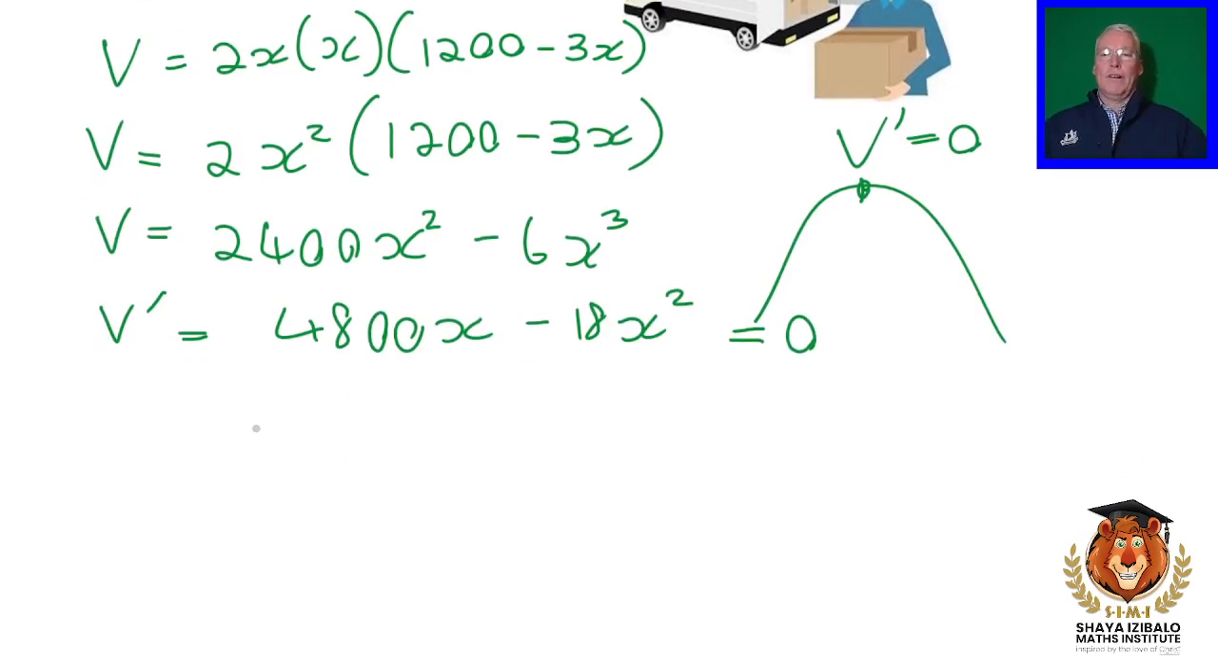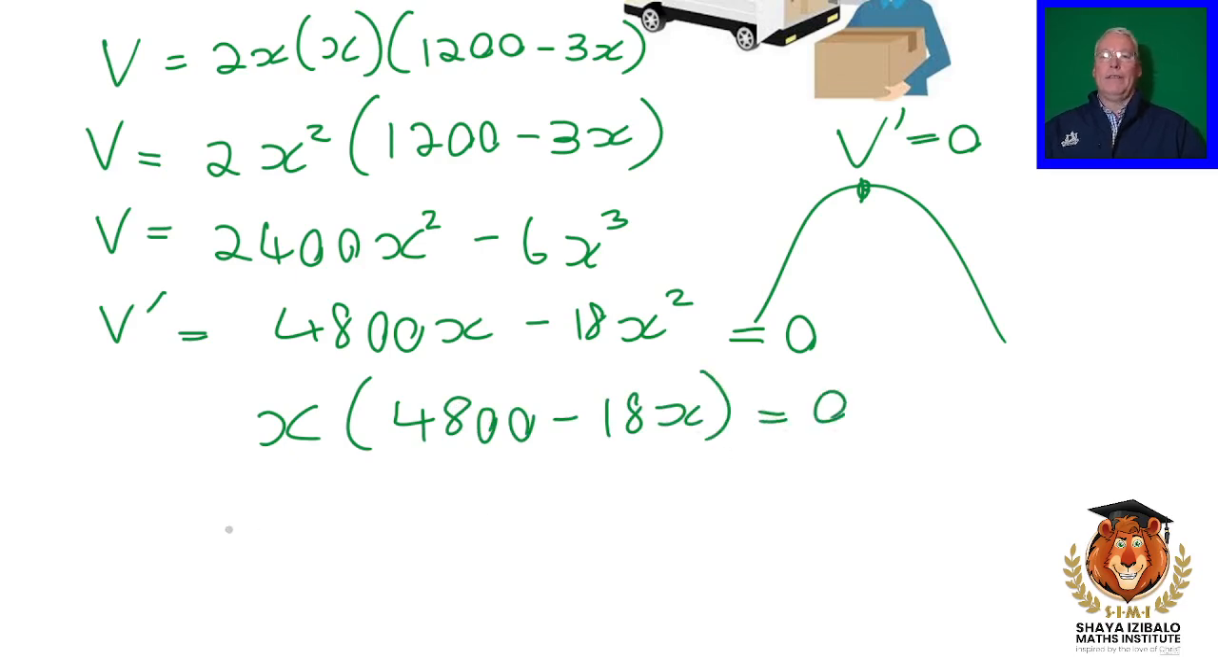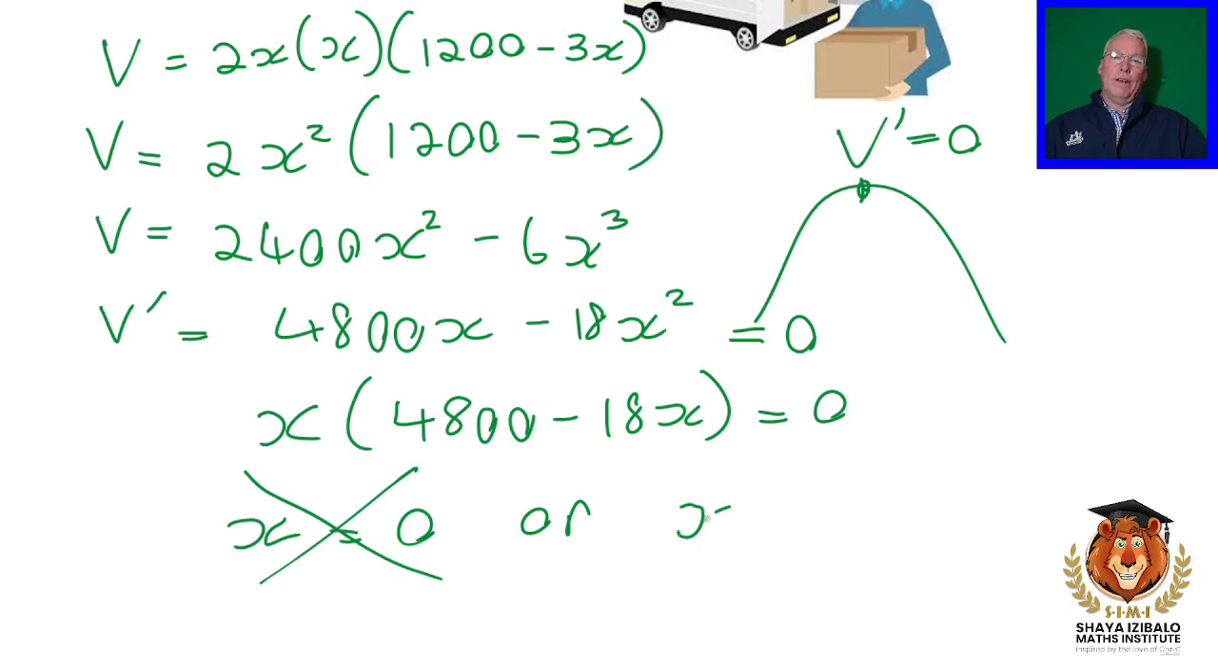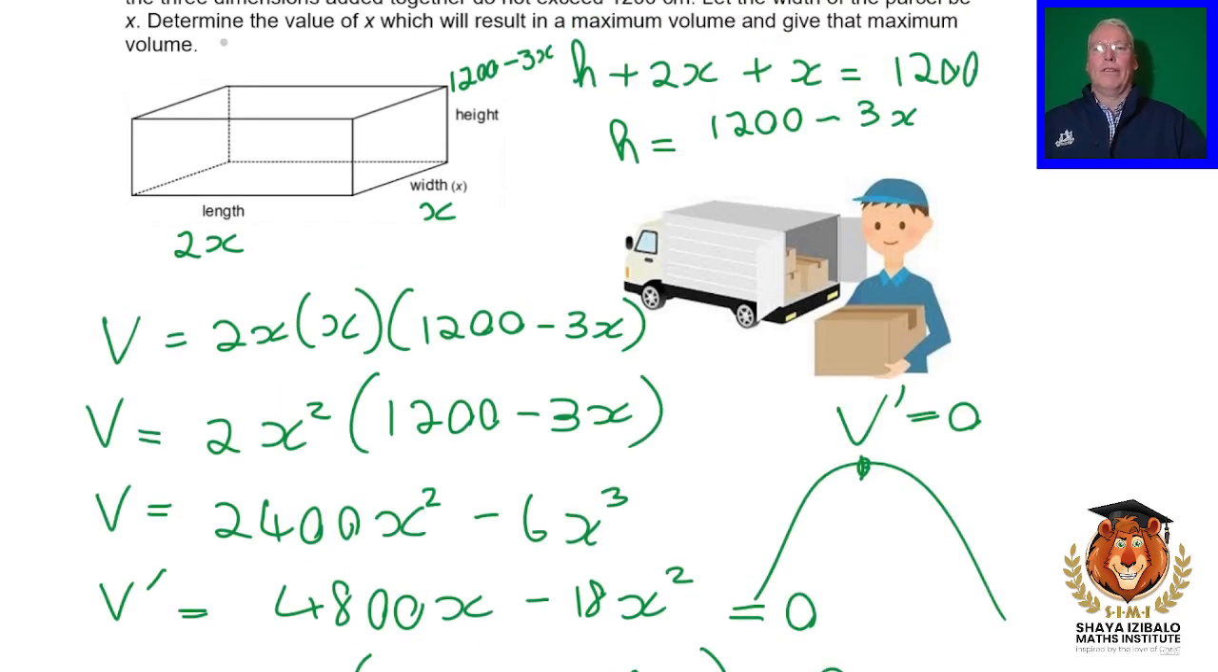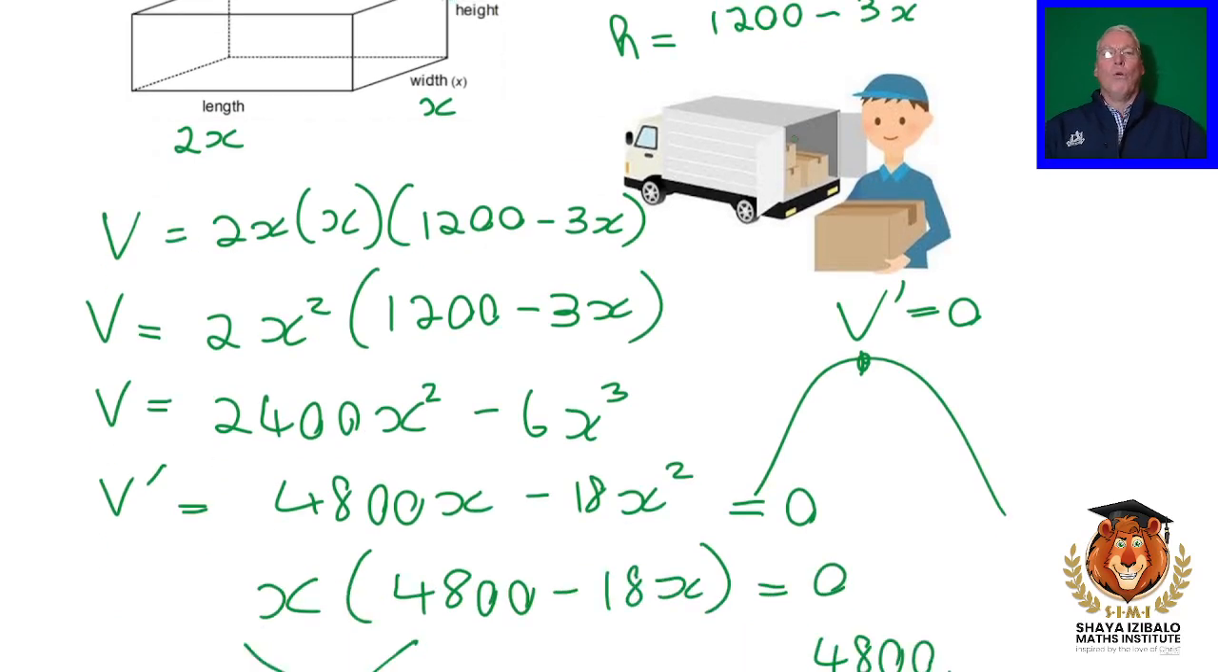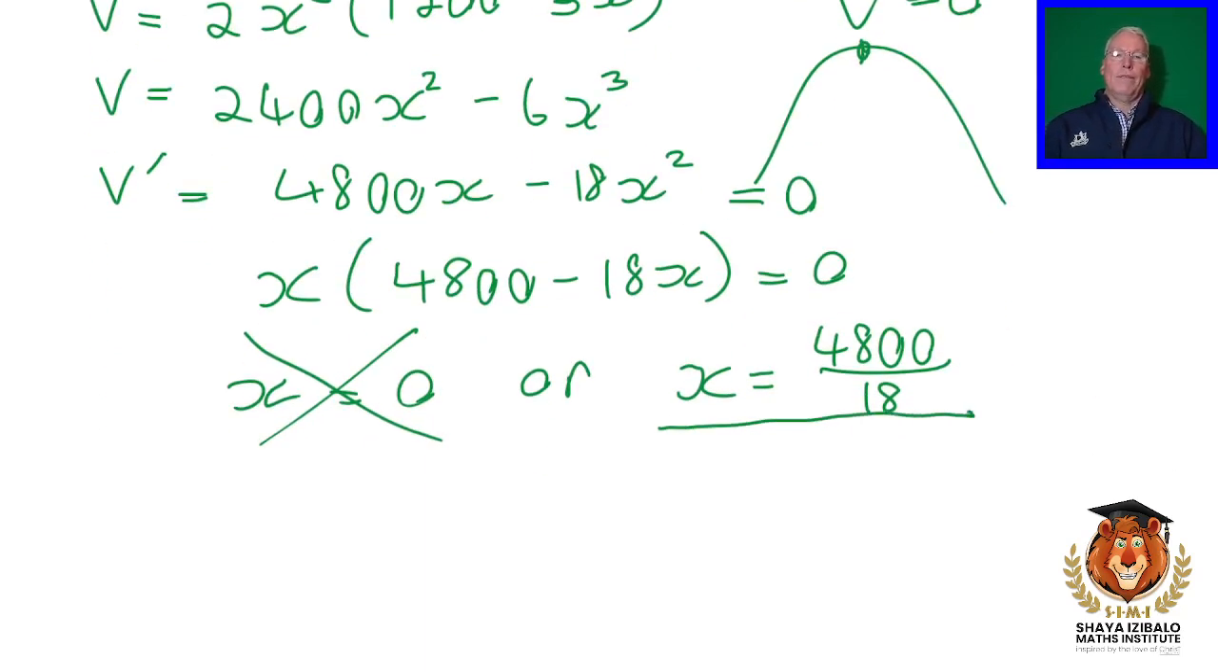We can take out a common factor of x. So we're going to get 4800 minus 18x equals 0. Now, x could be 0, but if x is 0, we're going to get a box of 0. That's the minimum box, all right? Or x is 4800 over 18. And that will give us the maximum volume. Okay, let's just see what the question asked for. It just asked for the value of x that will result in the maximum volume, and then it says also give the maximum volume. So that's the value of x.